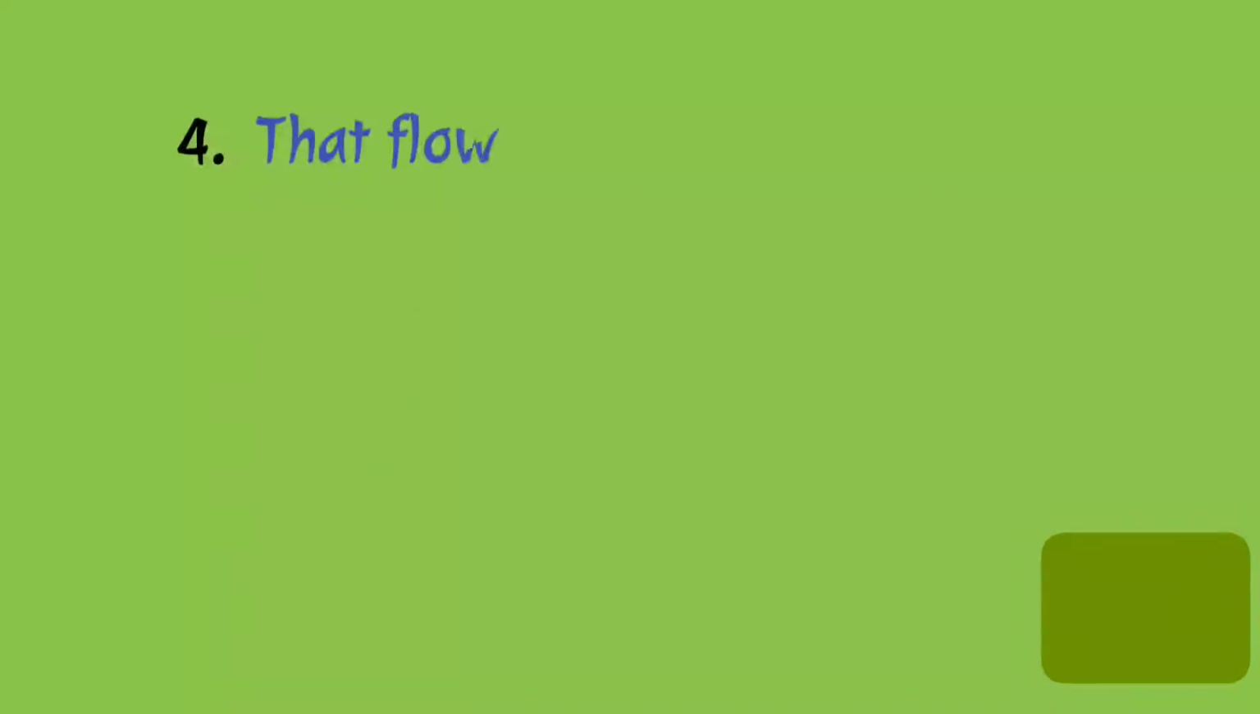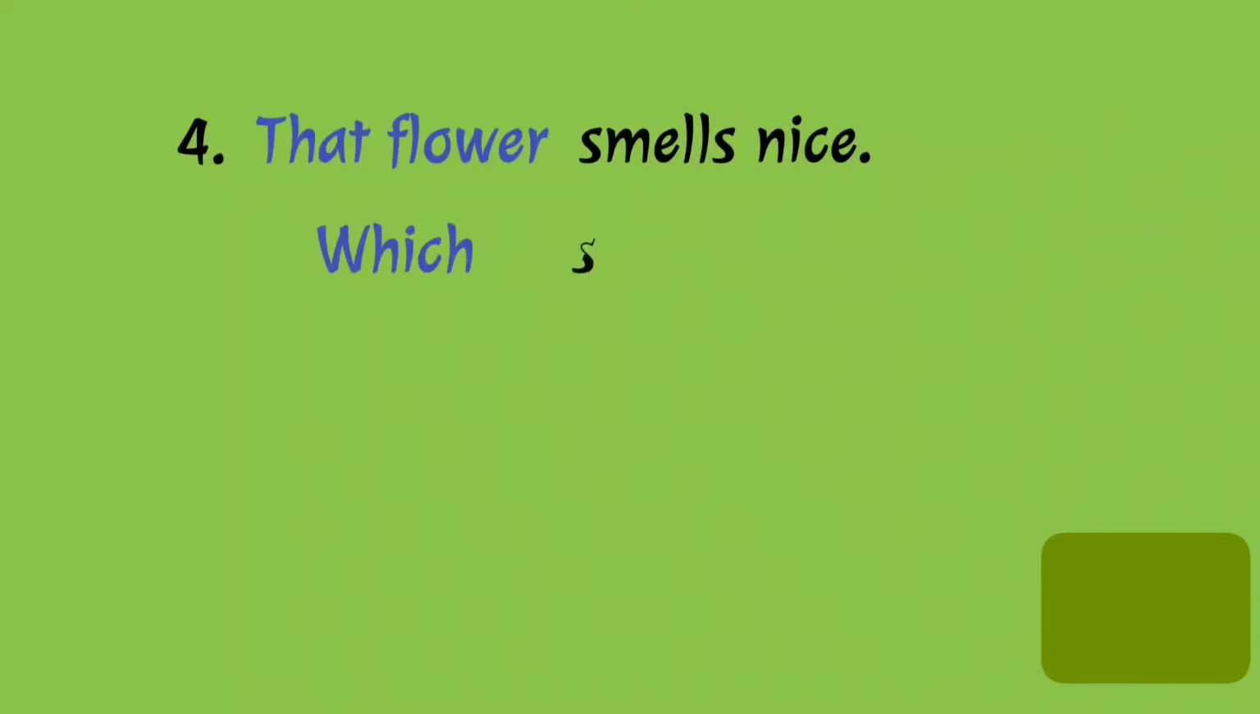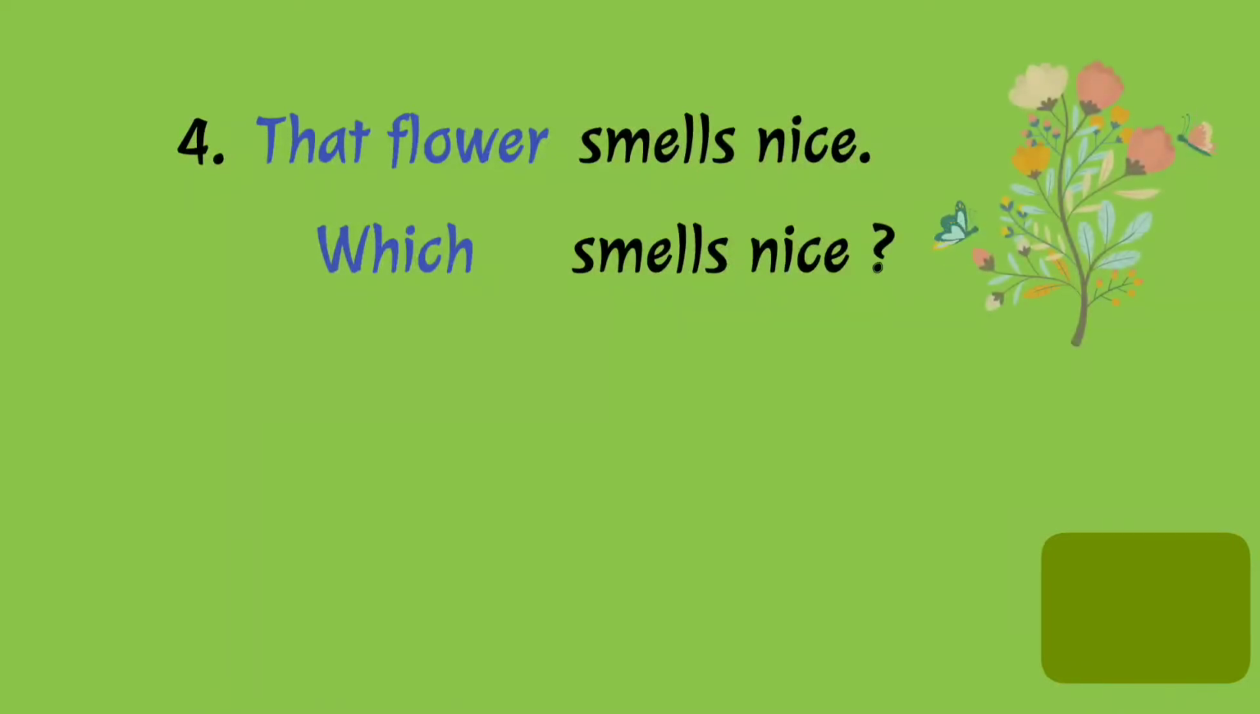But remember that we do not need any additional auxiliary verb, because after the question word, we just use the verb of that question. And how about the tense? The tense doesn't matter. So whatever the tenses are, this can be applied in this way. For example, number 4, we have that flower smells nice. This one is simple present. So whenever we want to ask with which, the answer is that flower, we just use which smells nice. So we do not use any auxiliary verb after that.